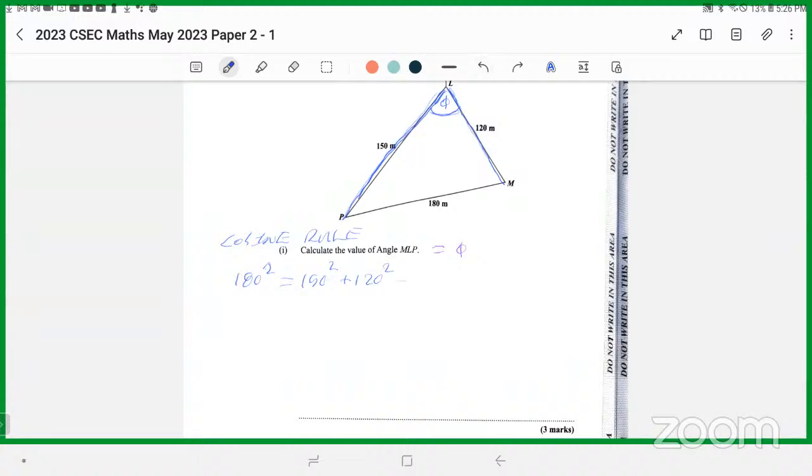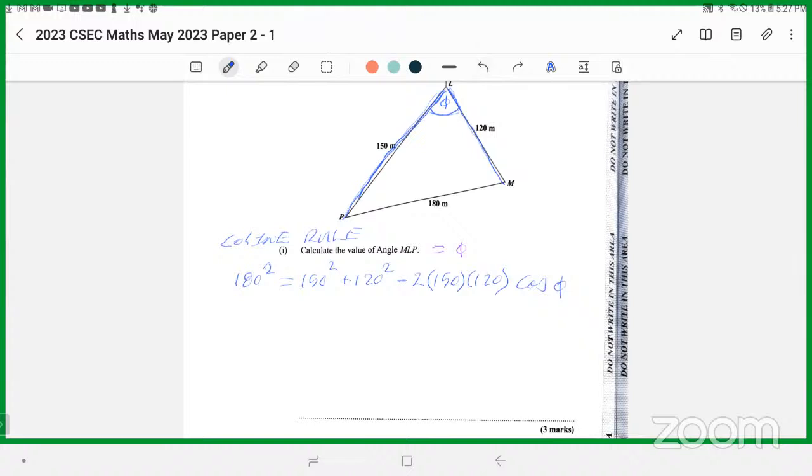So you're subtracting 2 times the product of the two sides, 150 and the 120. And then multiply that by the cosine of the angle between these two sides. The angle between them is the phi there. So I'm going to put phi. I remember we're trying to find phi. So now we need to transpose and make this the subject.